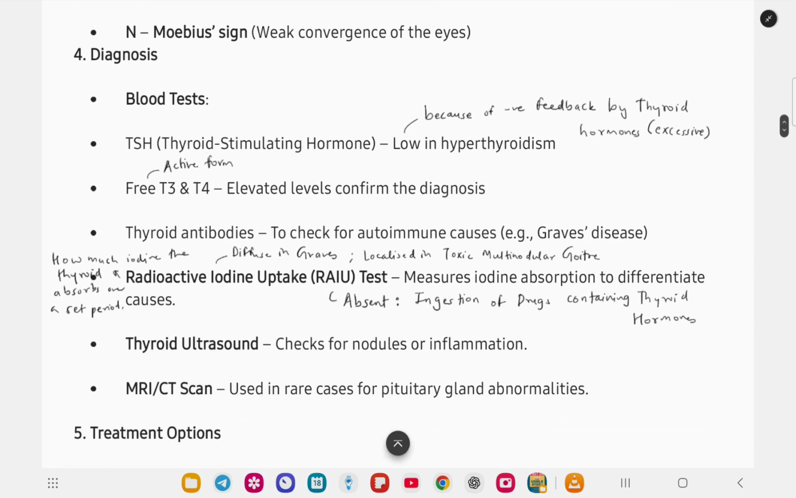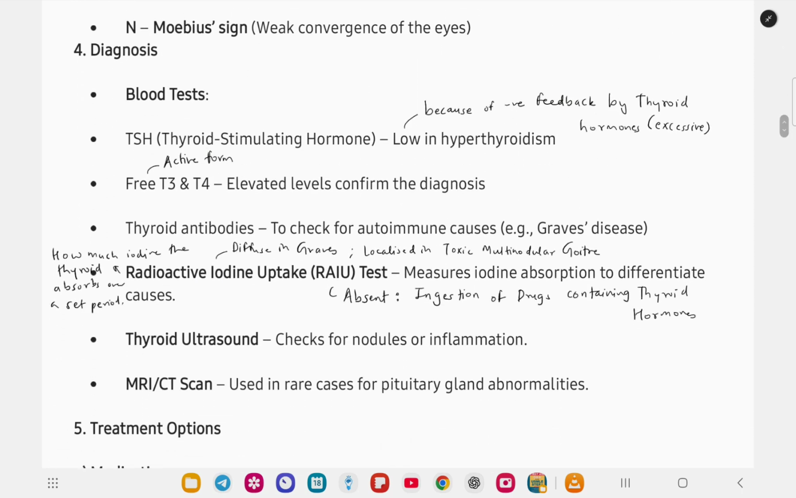Then we come to diagnosis. For diagnosis, we use various tests. First is the blood test. In the blood test, we check for TSH, thyroid stimulating hormone. It is low in hyperthyroidism. Why? Because of the negative feedback of the excessive thyroid hormones produced in hyperthyroidism by various causes. Excessive thyroid hormones go to the pituitary gland and inhibit the secretion of TSH. So it will decrease the TSH in the blood.